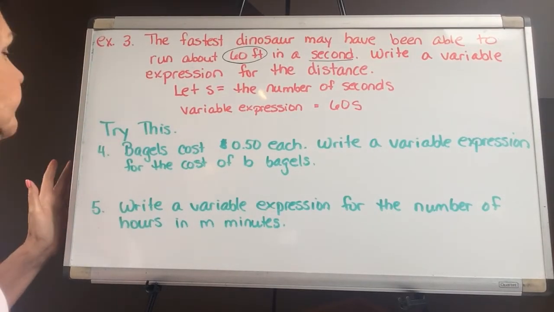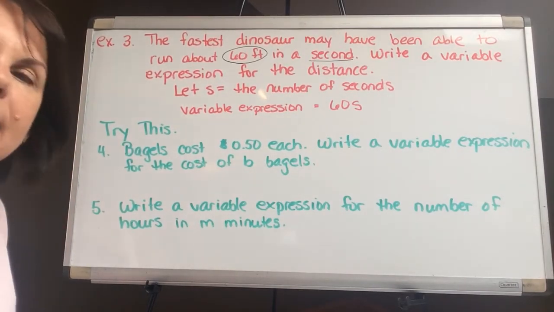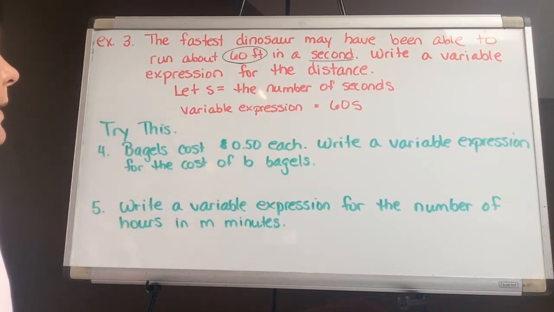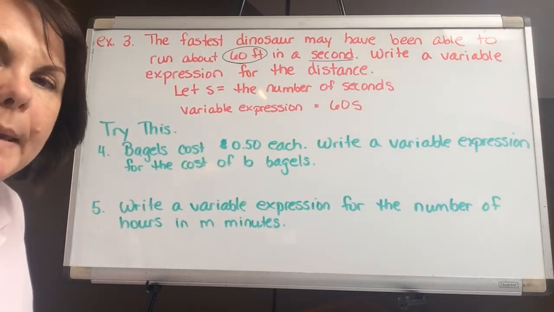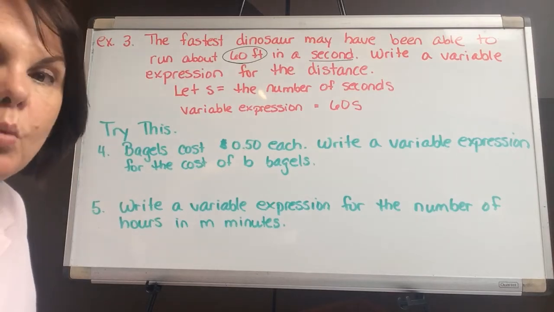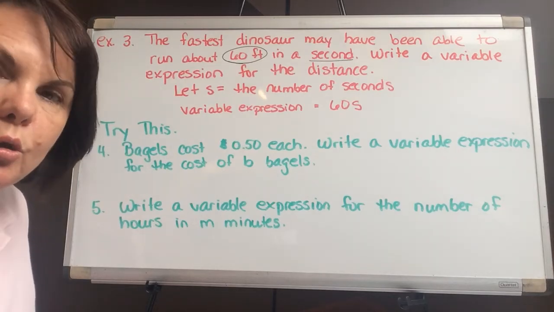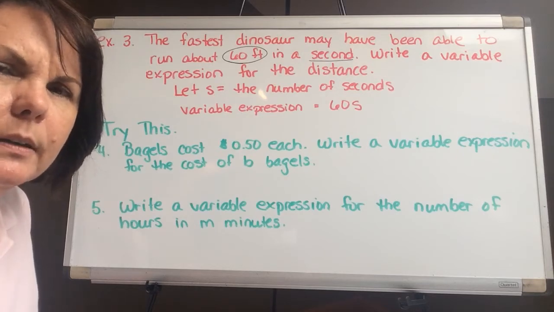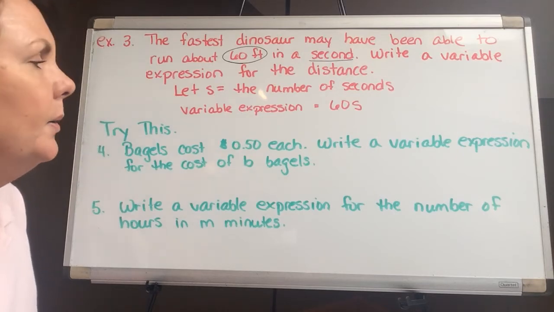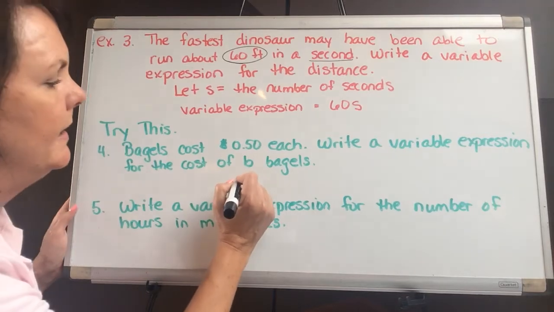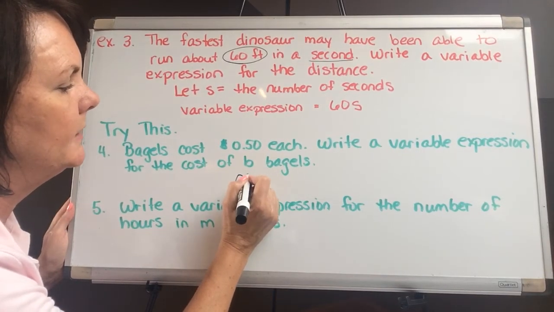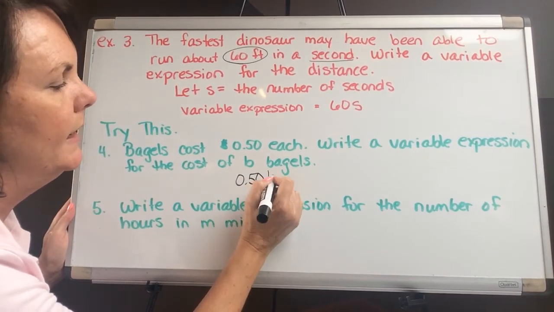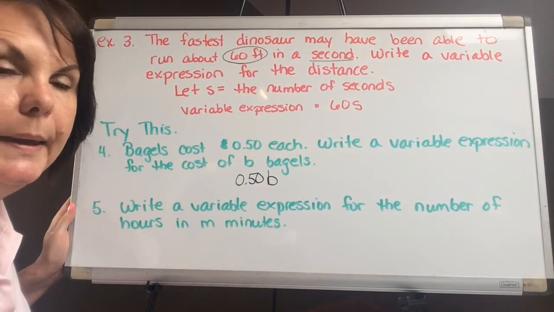Okay, let's try a couple. Bagels cost 50 cents each. Write a variable expression for the cost of B bagels. Okay, obviously 1 would be 50 cents, 2 would be $1, 3 would be $1.50. So what am I doing? I'm multiplying. Okay, so if I know it's going to be 50 cents for every bagel, it's 50B.